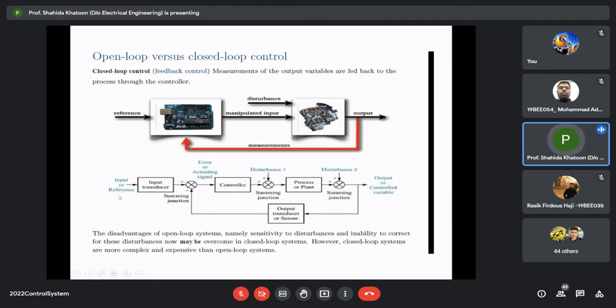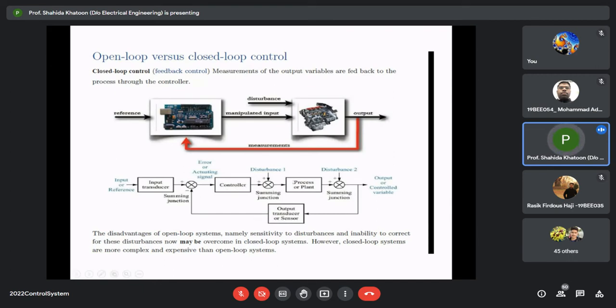Okay. So the input or reference is given to the system through an input transducer to a summing junction, which is called an error detector. This junction detects the error and produces an error or actuating signal. Error is also called an actuating signal. This signal is fed to the controller.